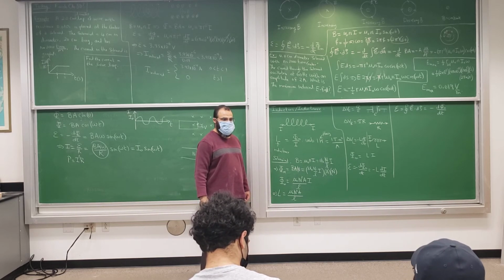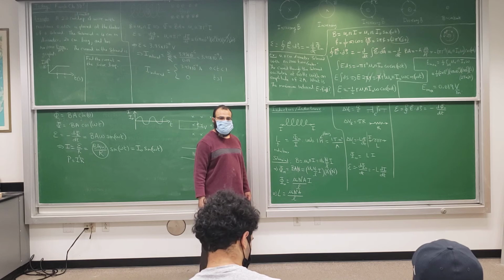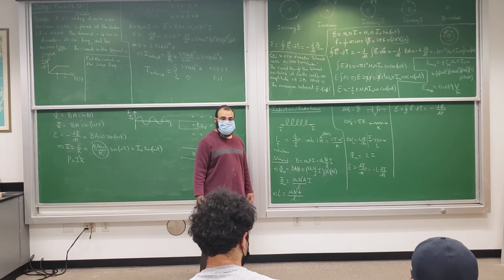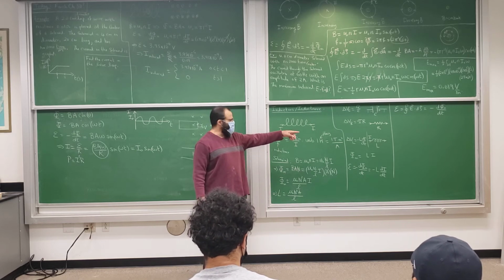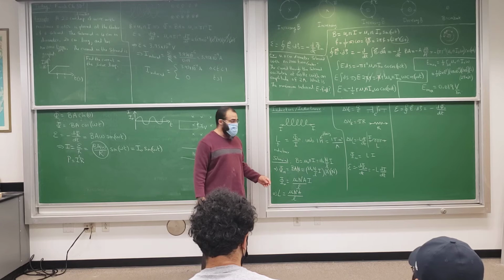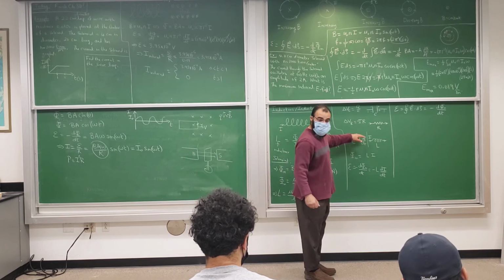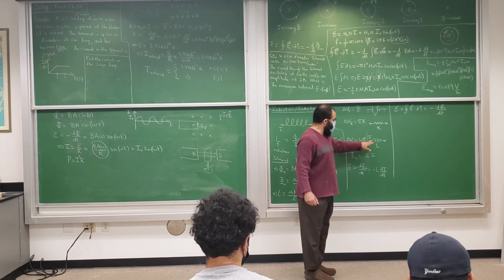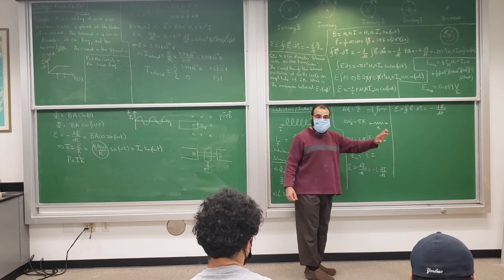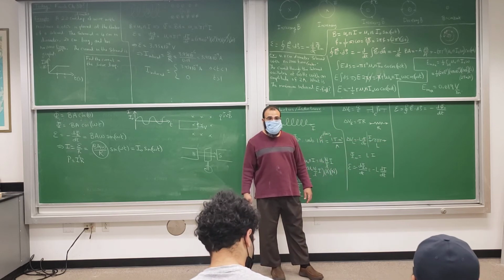And dI/dt is the rate of change of current, right? So if the current is not changing, what's the potential difference across the inductor? Zero. If dI/dt is zero, if the current is stable and not changing, then the potential difference is zero, and the inductor is just a wire.